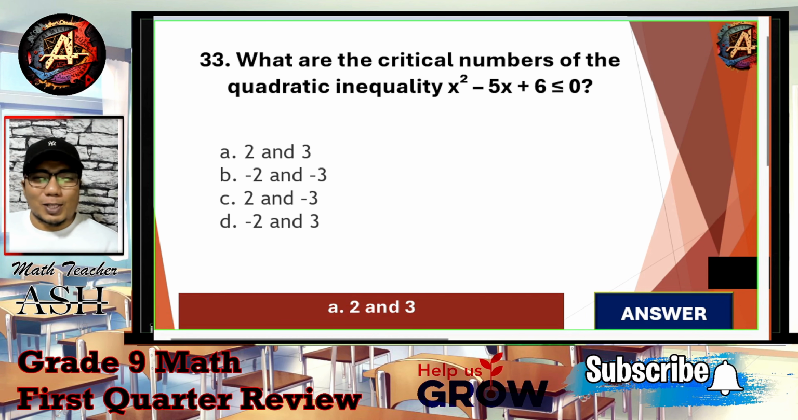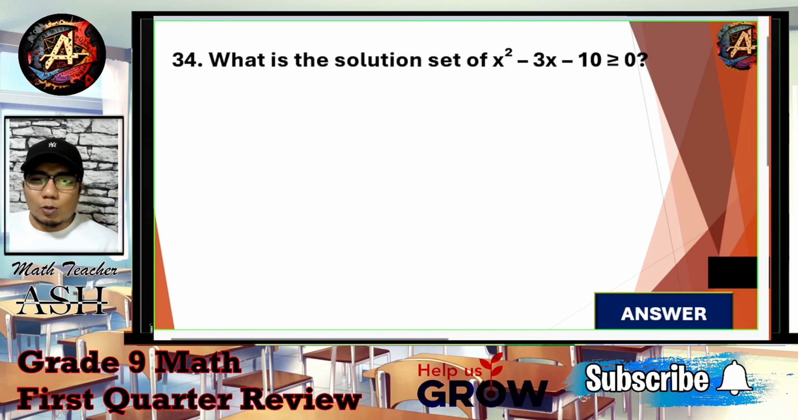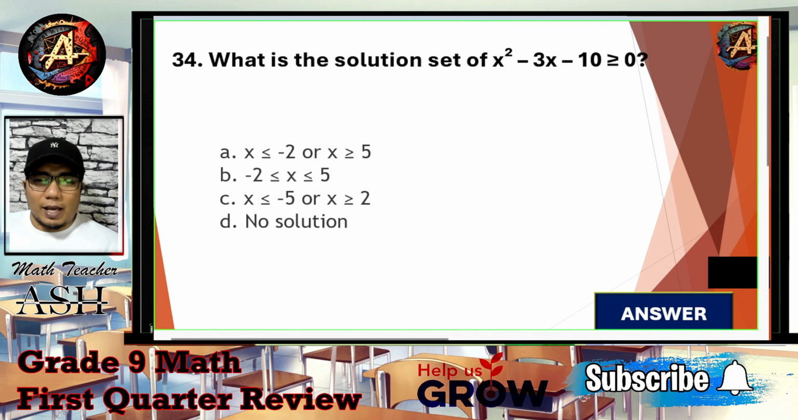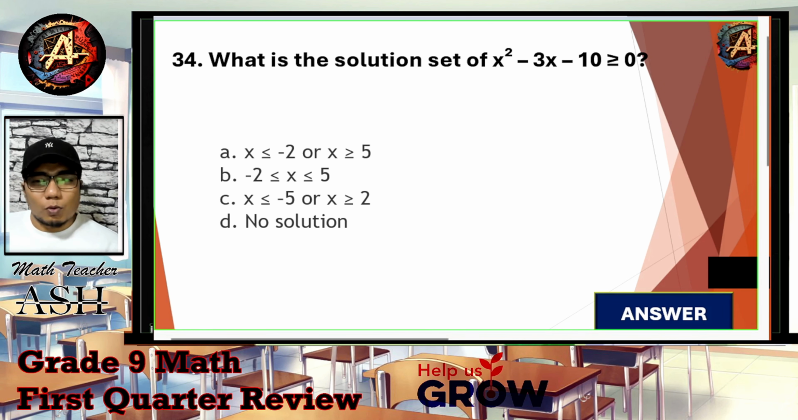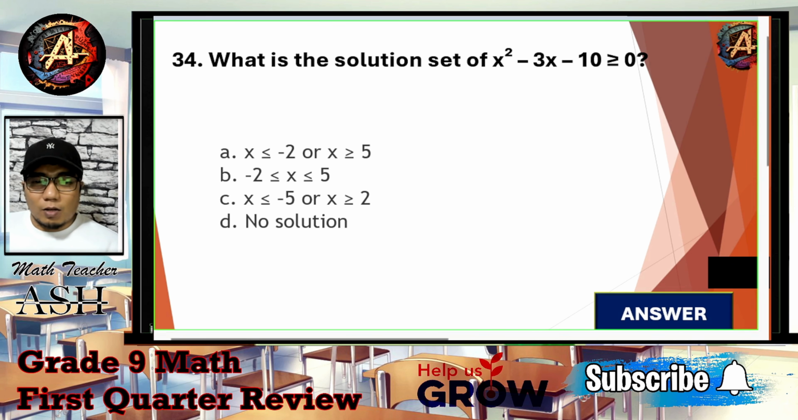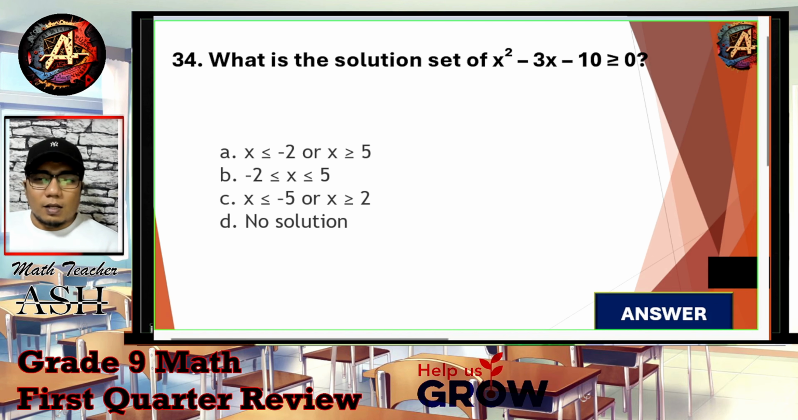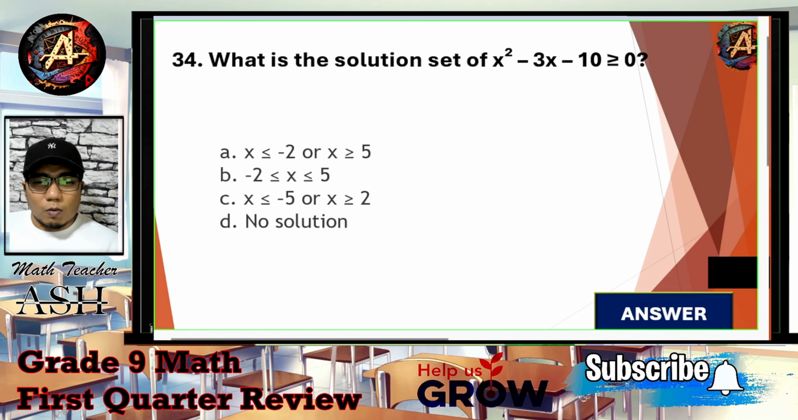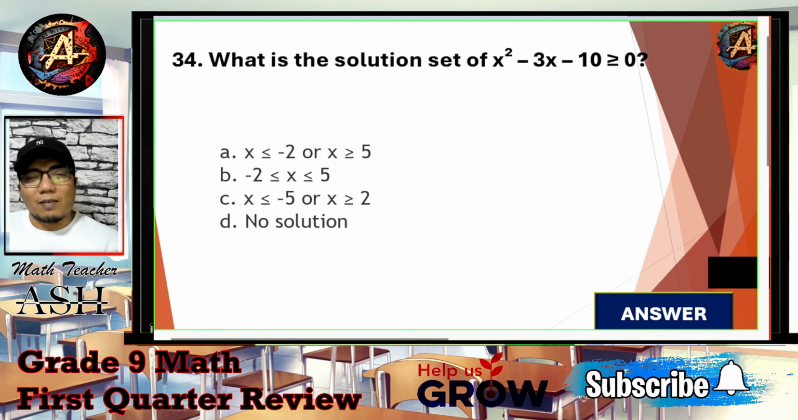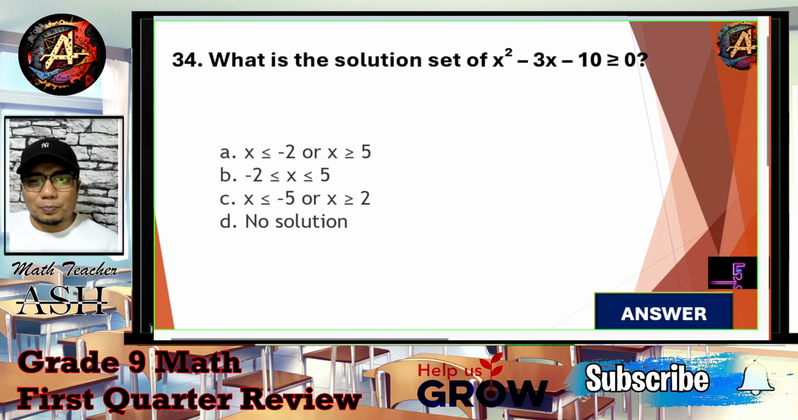Now, let us go to question number 34. What is the solution set of x squared minus 3x minus 10 is greater than or equal to 0? Is it A, x is less than or equal to negative 2, or x is greater than or equal to 5? B, negative 2 is less than or equal to x, and x is less than or equal to 5. Letter C, x is less than or equal to negative 5, or x is greater than or equal to 2. And letter D, no solution. I'll give you 5 seconds to think about your answer.